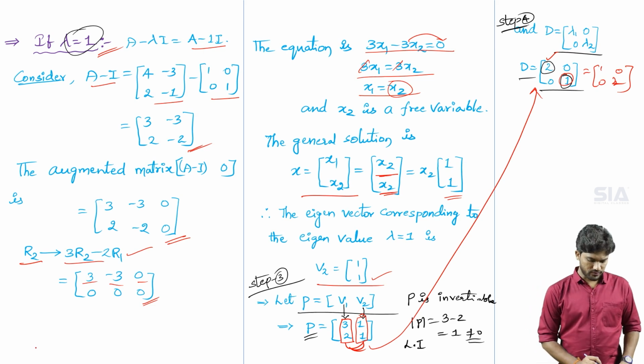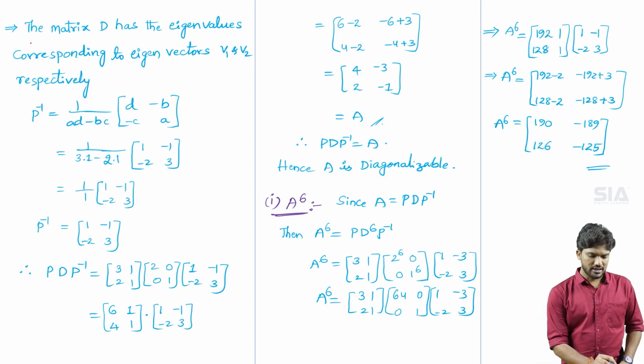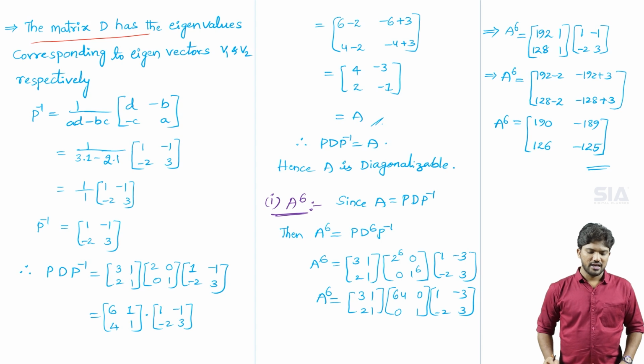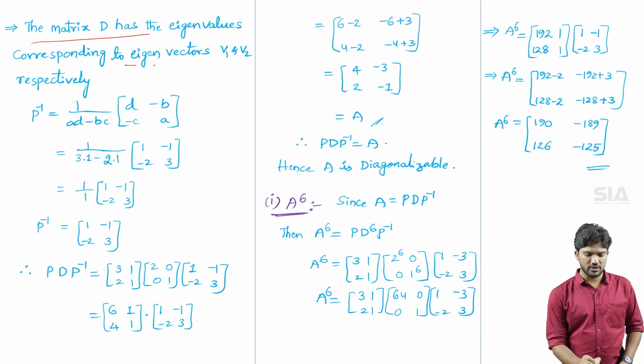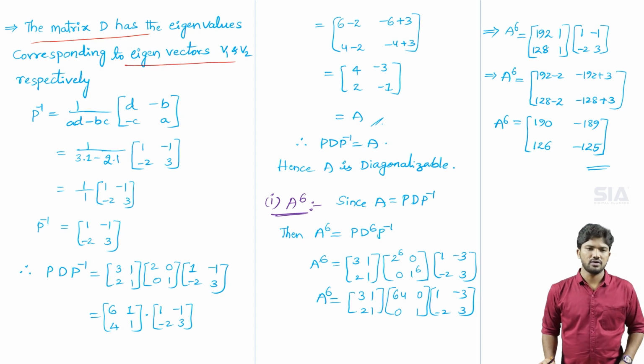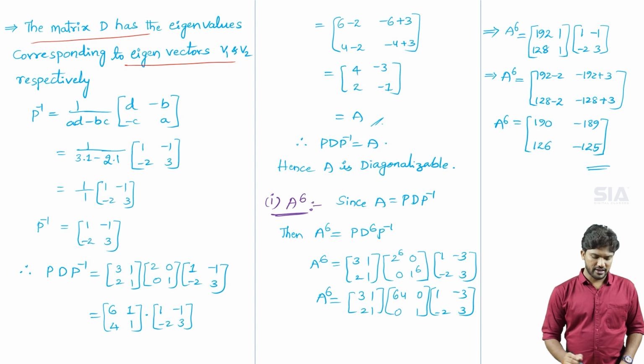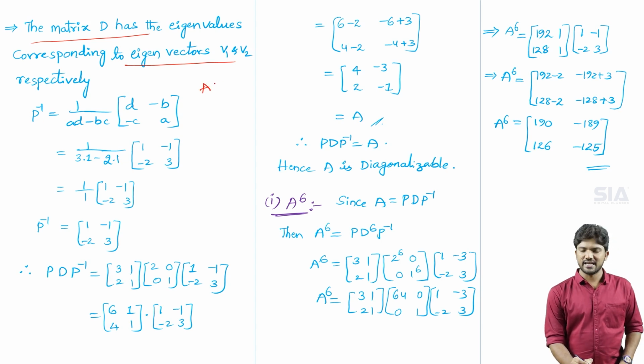So therefore, the matrix capital D has the eigenvalues corresponding to the eigenvectors v1, v2 respectively. Then here we are going to find that the 2 by 2 matrix is diagonalizable. So it is not a big problem to find the inverse of a 2 by 2 matrix.